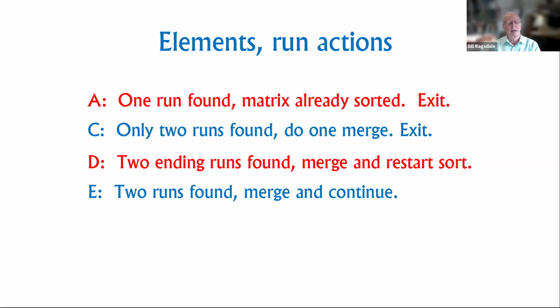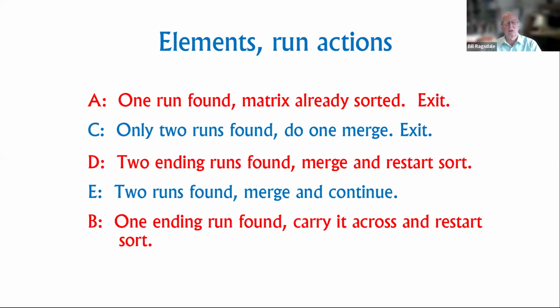Finally, when we get down to the end of the matrix, we hit case D. 2 ending runs are found, so they are merged, and now we restart the sort. So again, most of the action is E followed by a D, which gets us the restart. And then the ultimate end is on C. When only 2 runs are found, we do that one merge and we exit.